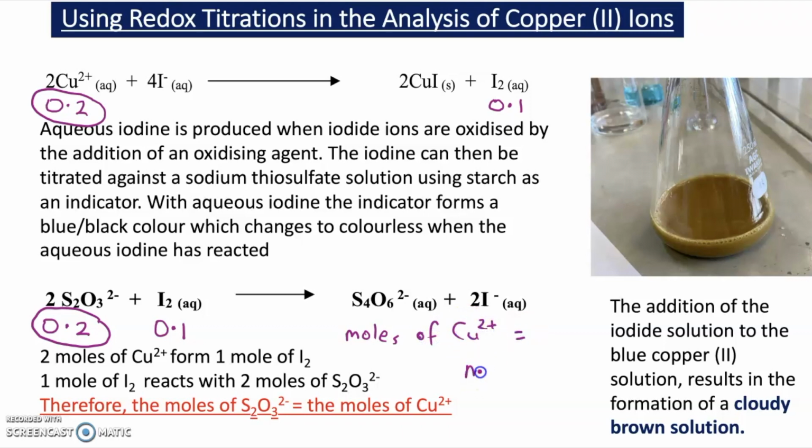So in this redox titration, all you need to do to work out the moles of Cu2+ is just calculate the moles of thiosulfate that is reacting in the titration.